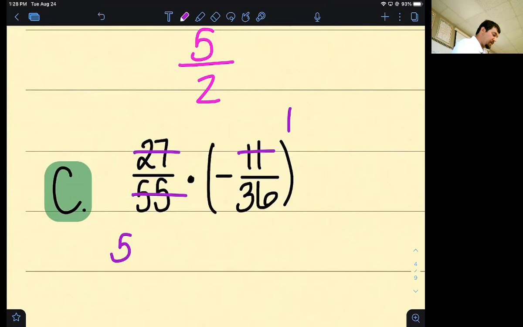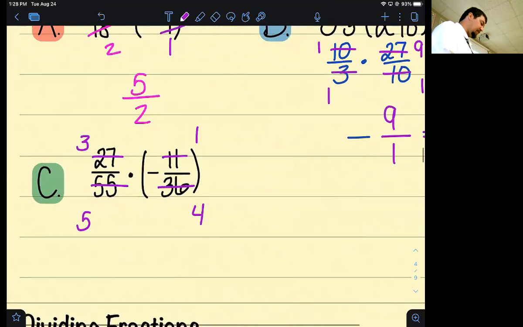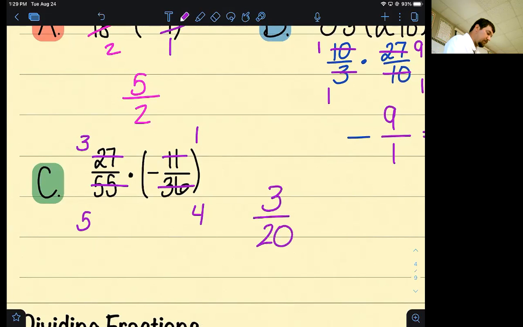9 goes into 27 3 times. And Jace, how many times does it go into 36? 4. 4 times. That looks like as far as I can cancel. Although if I could do 3 and 4, 3 and 5, I would definitely do it. I just can't. So what's 3 times 1? And what's 5 times 4? And how many negatives did I have?